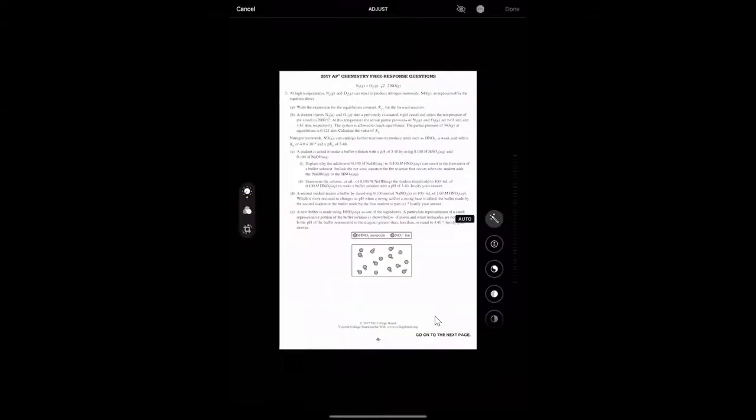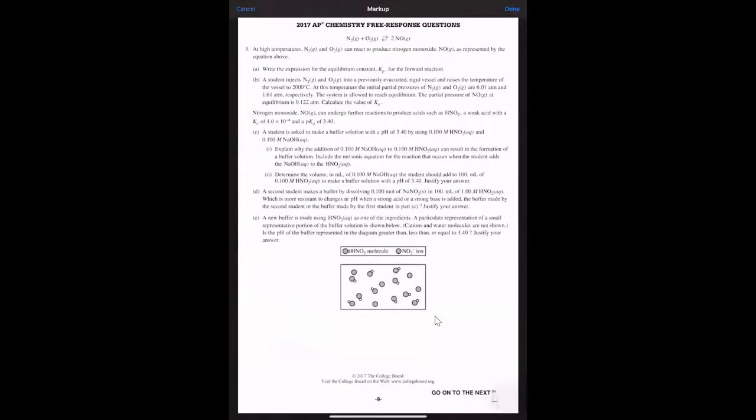So the next question actually involves several topics: one is equilibrium, another one is acid-base, and also the topic of buffers. For the first part, write the expression of the equilibrium constant for the forward reaction, so Kp.